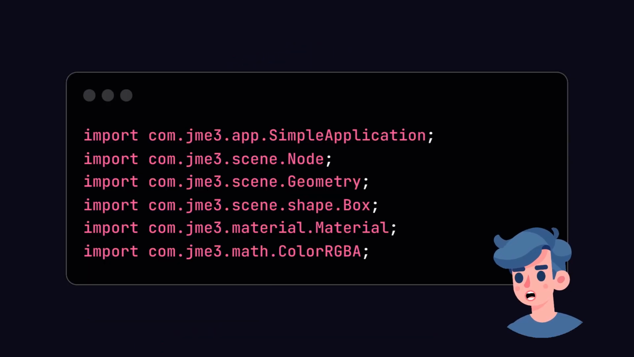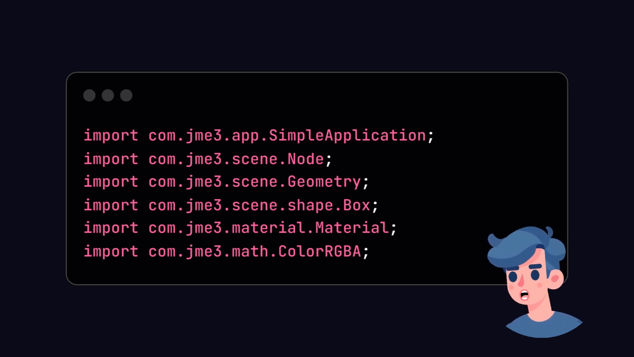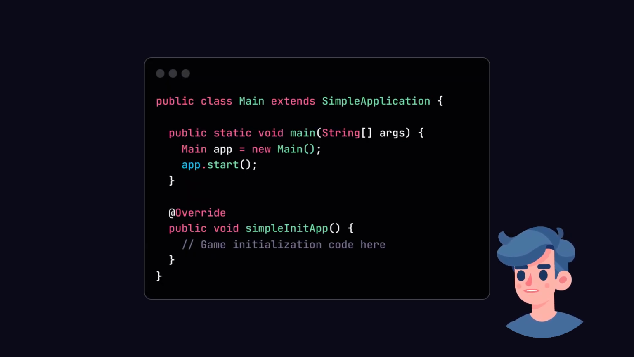Once you have your project set up, navigate to the project directory and find the main.java file created for you. This will serve as the entry point for our game. Let's begin by importing necessary packages. Next, we'll extend the Simple Application class. This is the base class of our game.